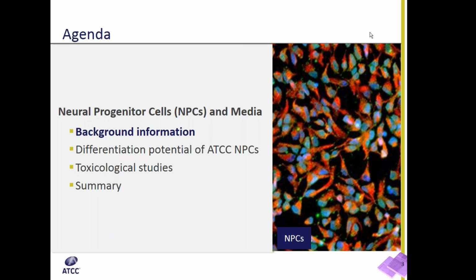Now, today's presentation is broken up into 4 parts. I'll be giving some background information about the current status of neurobiology to start and what is needed for neurological models. I'll then give an overview of ATCC neural progenitor cells, including quality control data, biological markers, and how we monitor the differentiation of these cells. I'll then show you how the cells can be used in toxicological studies, either in their undifferentiated state or after their differentiation in ATCC dopaminergic neuron medium.